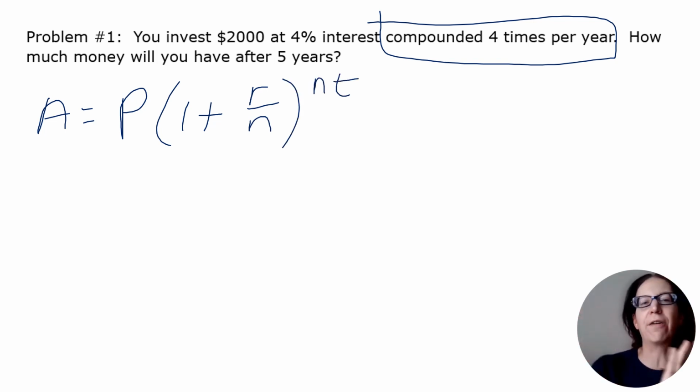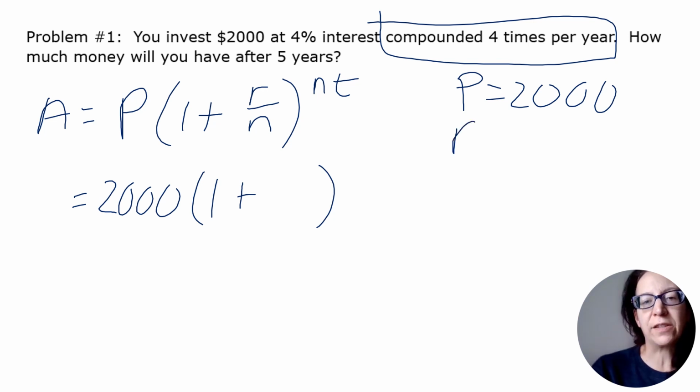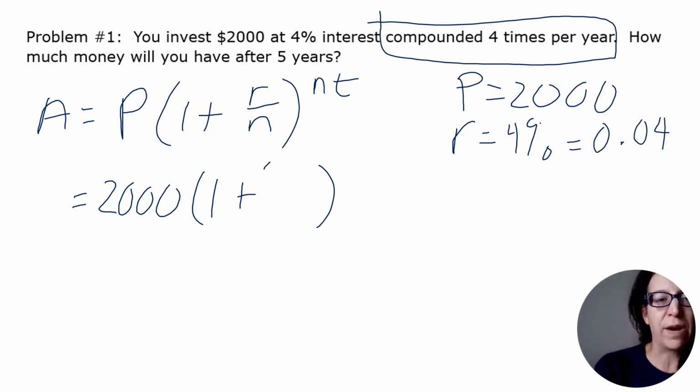So now we need to figure out, okay, which of these numbers do we know? And then what are we looking for? So you invest $2,000. That means your principal is $2,000. So I am going to plug in 2,000 where I have the P. And then the 1 is going to be there. At 4% interest, the interest is 4%, but remember, we do need to change that to a decimal. So right here, I will have 0.04.